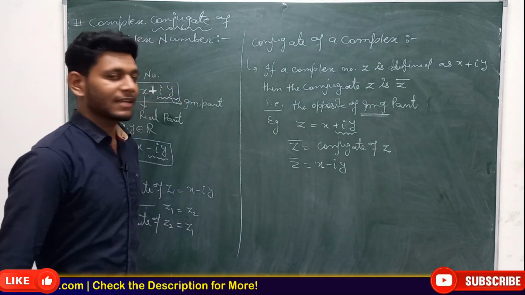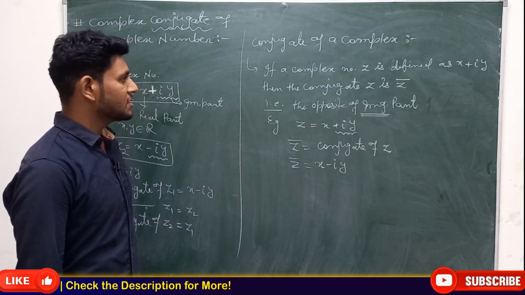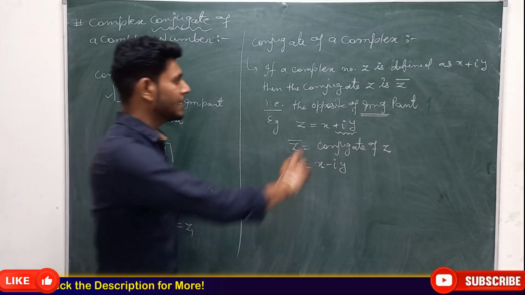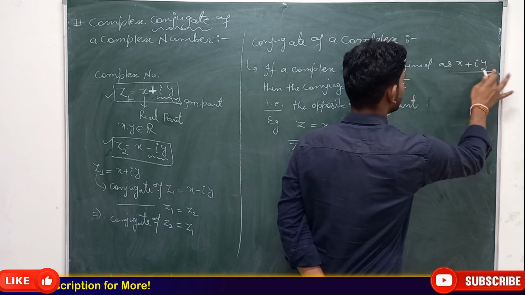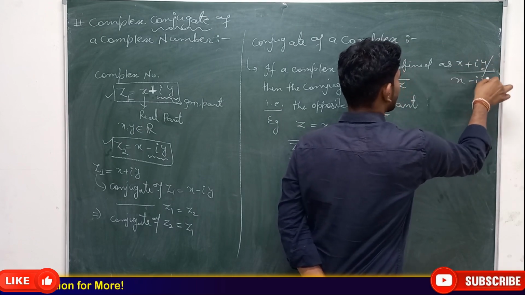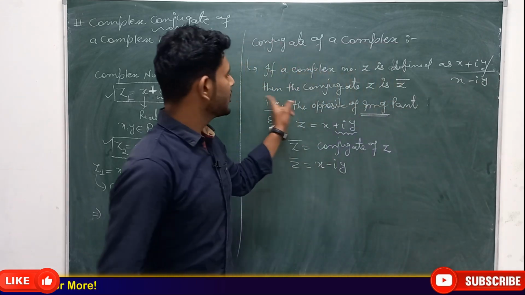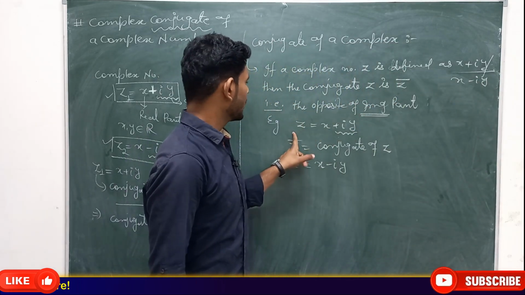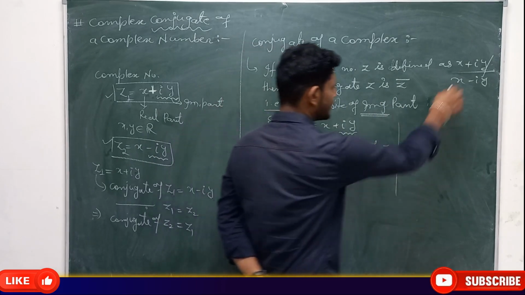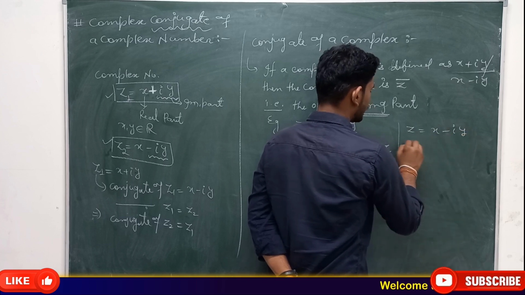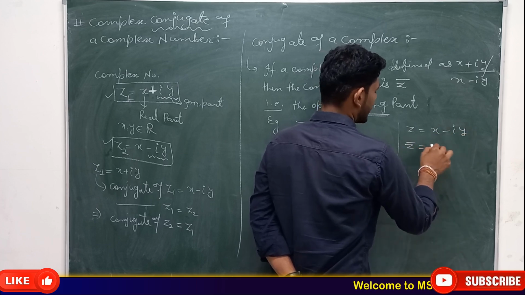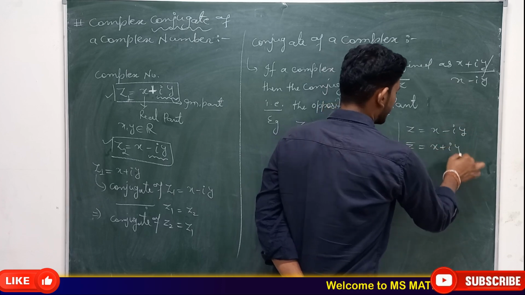Same as I can make the definition with respect to minus. It means if a complex number is defined as x minus iota y, then it is also denoted like this. And now the conjugate is what? For this case, if my z is equal to x minus iota y, then the conjugate z bar is nothing but x plus iota y.